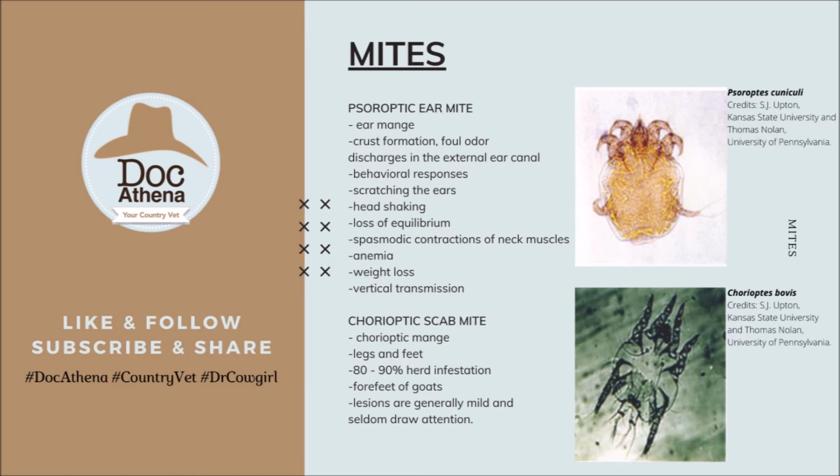And when this infestation occurs in your farm, it affects about 80 to 90% of your herd. They usually infest the forefeet of goats, and the lesions are generally mild and seldom draw attention. Maybe if you see mange on the forelegs of your goats, then you might want to submit a skin scrape to the laboratory to test for chorioptic mange. That's it for mites.